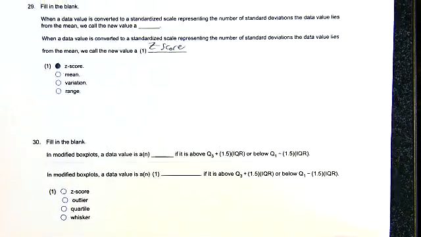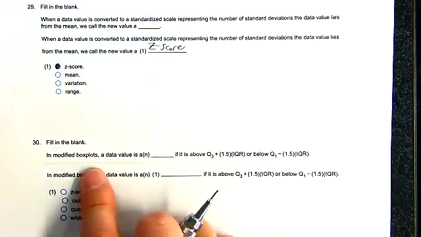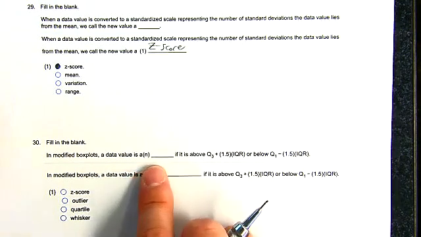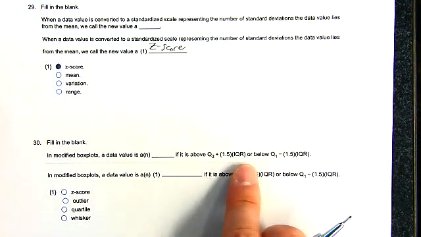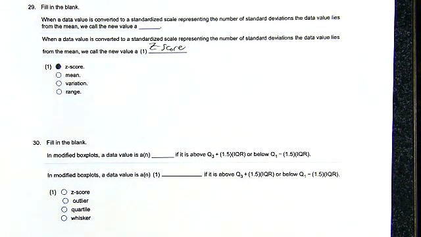30. In a modified box plot, a data value is a blank if it is above Q3 plus, oh, I forgot to tell you what IQR was. Ooh, that's bad on me. Shoot. All right, I can teach that real quick.